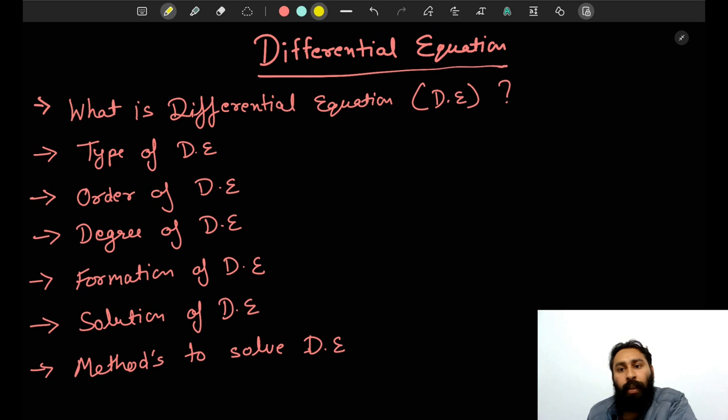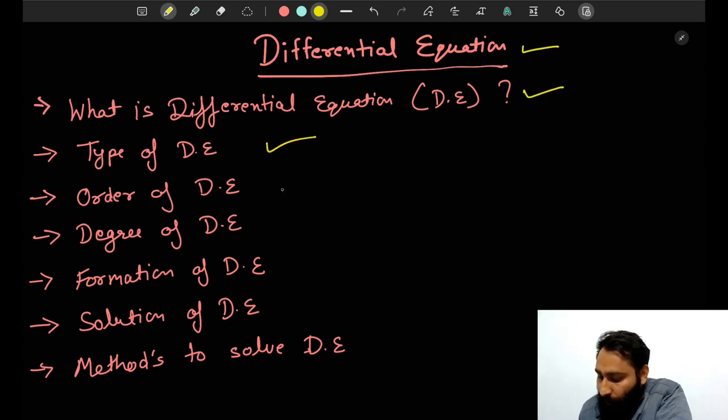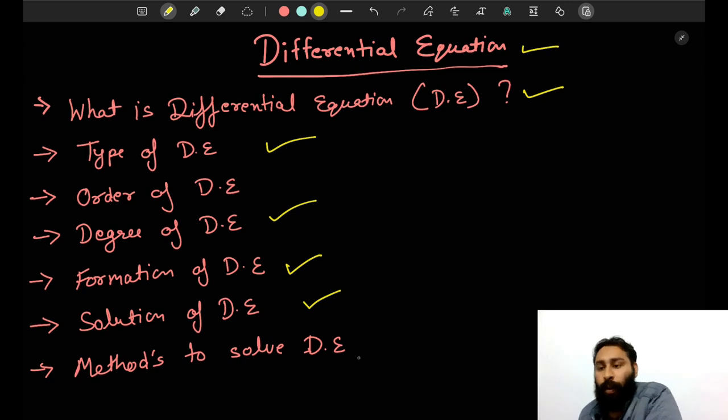Today I will explain the topic differential equation. So today we will see what is the differential equation, type of differential equation, order and the degree of differential equation, formation and the solution of the differential equation. Okay, and in last we see method to solve differential equation.